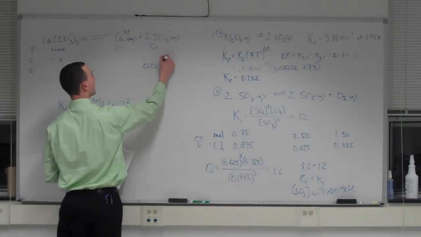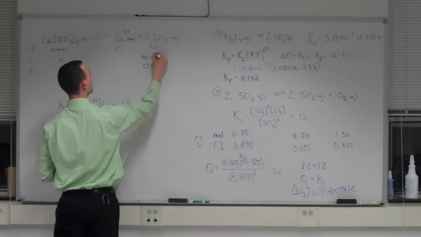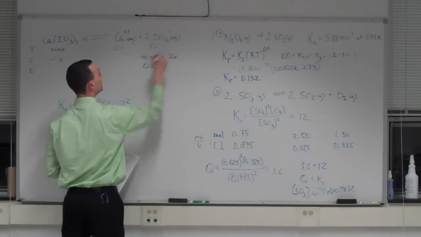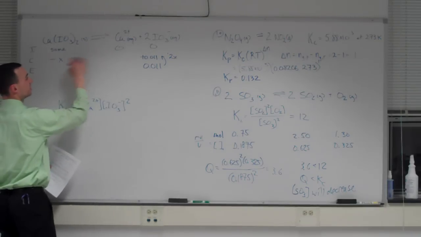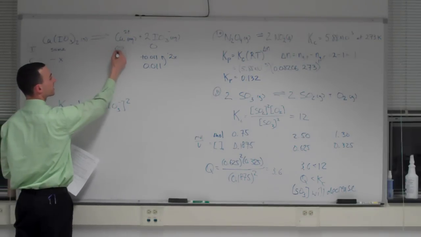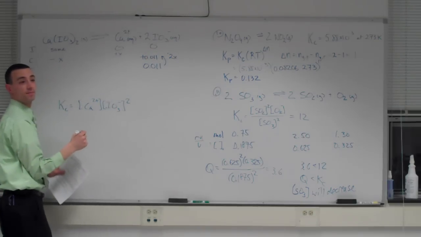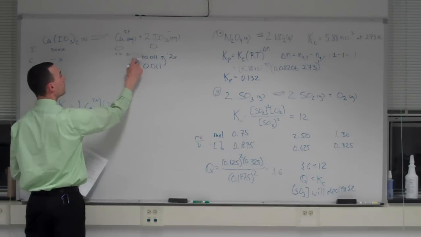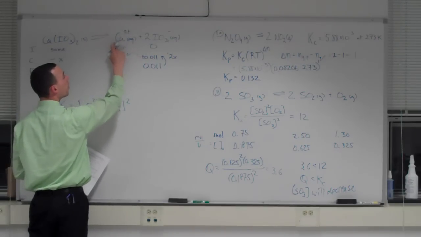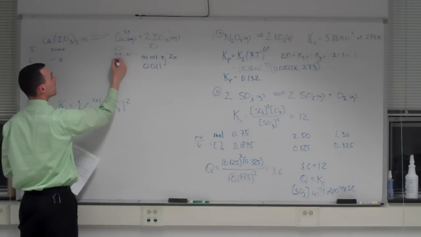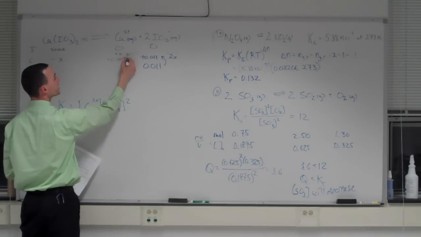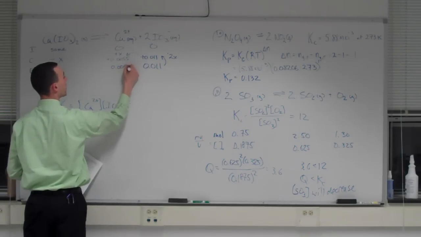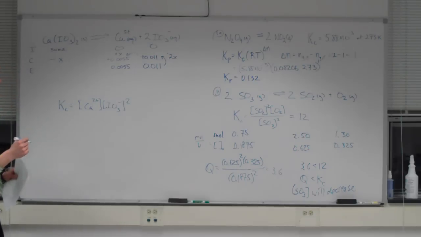So we must have increased the iodate by that 0.011. Now that also would have been 2x if I had continued to use minus x, plus x, and plus 2x. So that's how I'll determine the increase in copper then, because copper's coefficient is only 1 compared to iodate's 2. Copper will only increase by half as much, 0.0055. Thus it will be 0.0055 molar at equilibrium.